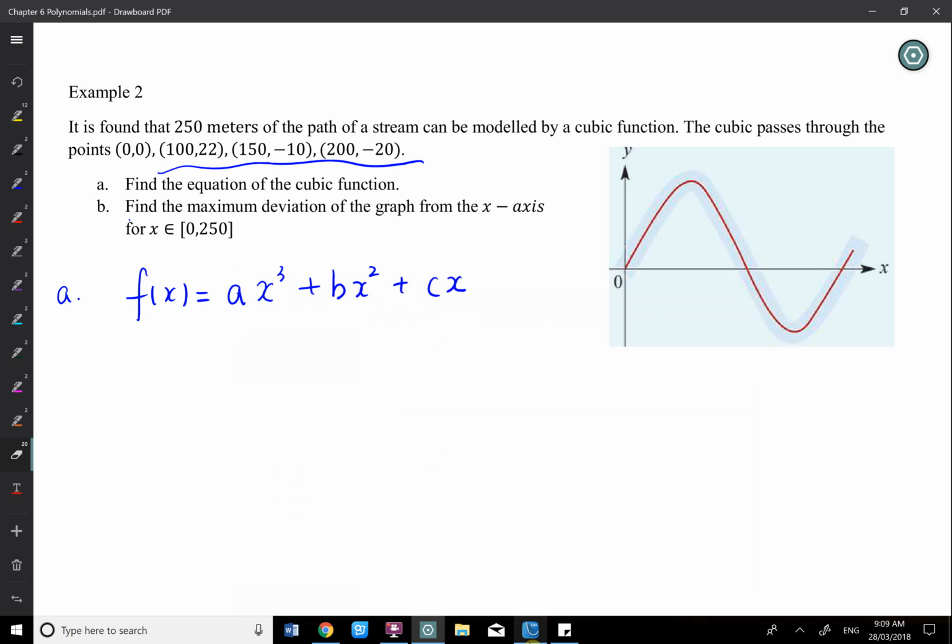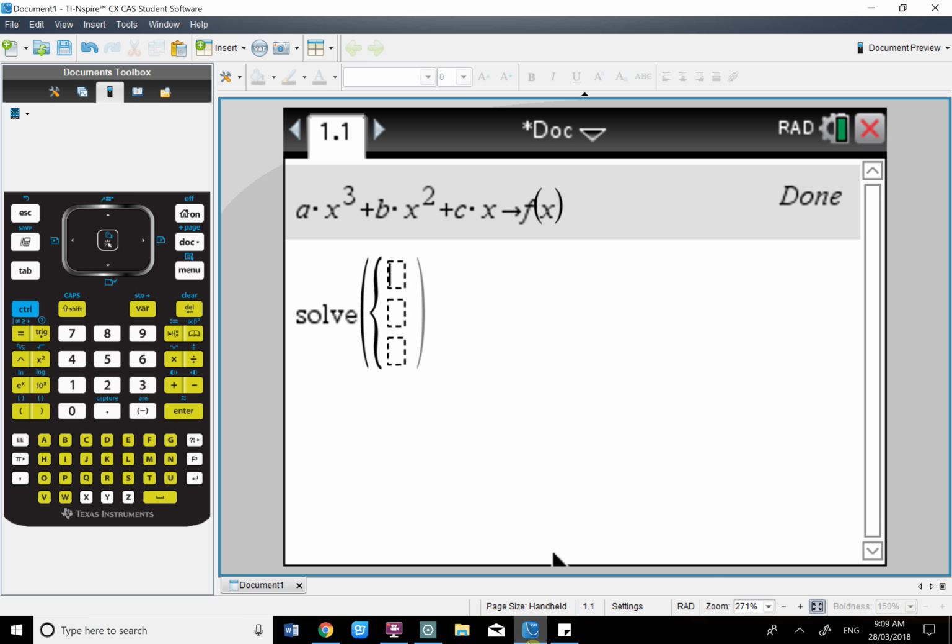Okay, what do I have? I have 122. Y value equals 22 and X value equals 100. All I need to do is just press F 100 equals 22. Because I already defined my function, when I put F 100, the calculator will substitute that for me. I don't need to type 100 cubed times A, 100 squared times B, 100 times C. So the calculator will do that.